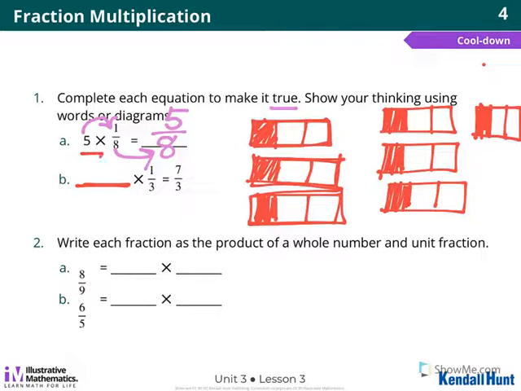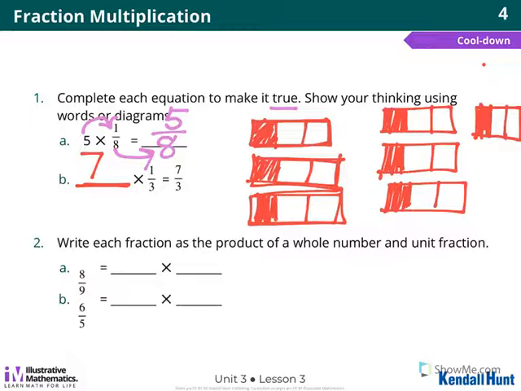So 7 wholes times 1/3 is 7/3. I also know 7 times 1 is 7. Keep my denominator 3. Okay, let's look at number 2.